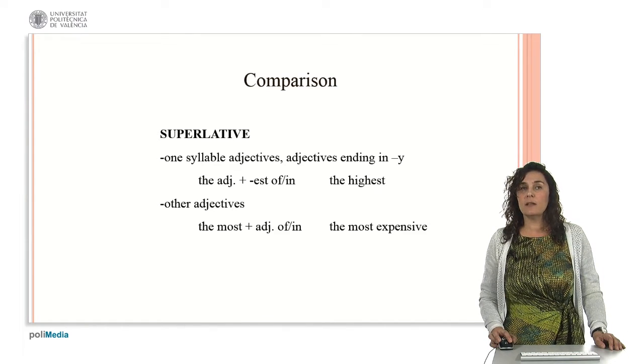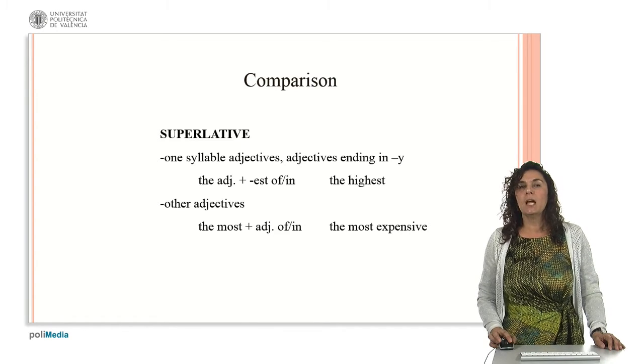If we have a one syllable adjective or the adjective finishes in y, then we have to add est to the adjective, and then we can use the prepositions of or in. Of is used with time, and in is used with place. For example, we say she is the tallest boy in the class, right? Or this is the biggest, or the best day of my life, right?